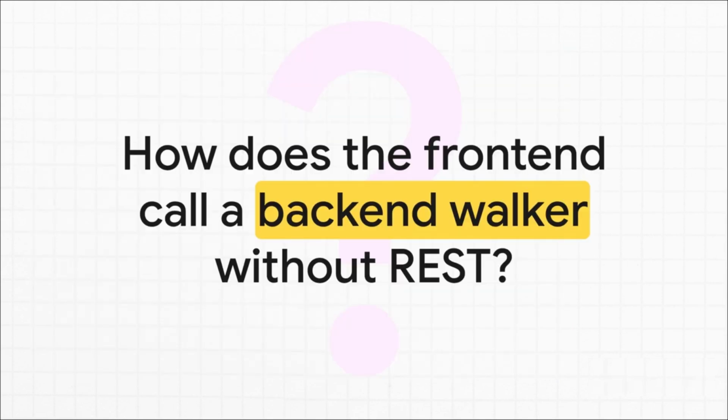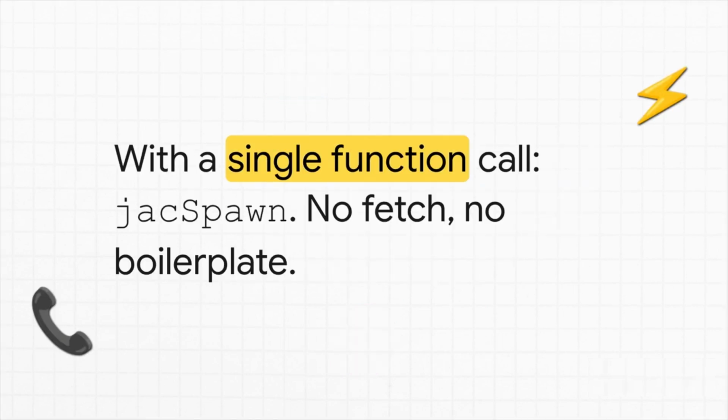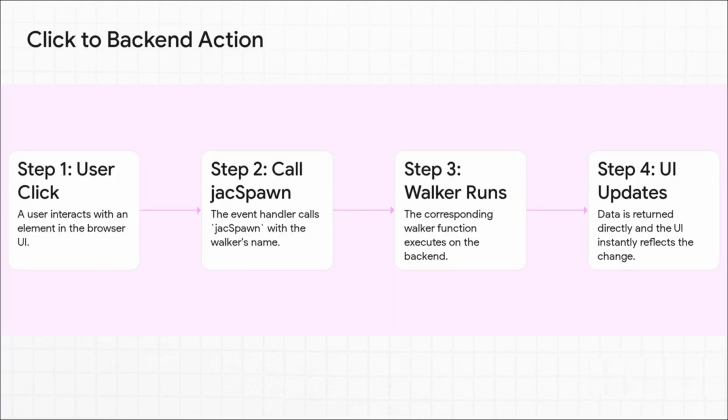So that brings us to the million-dollar question, right? If there's no REST API, no gets, no posts, how in the world does a button click in the browser actually make a function run on the server? The answer is kind of shockingly simple. It's one function call, jacSpawn. That's it. No more fetch, no setting headers, no parsing JSON responses. Just jacSpawn.